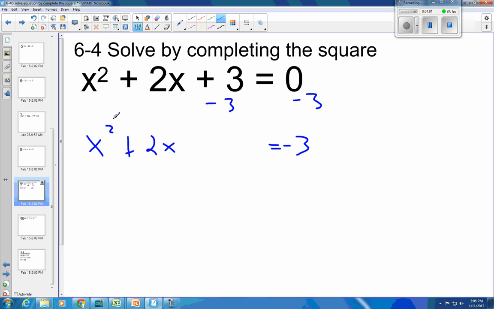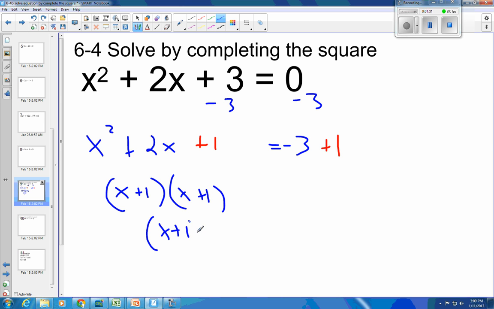Then I go ahead and complete my square. Well, when you divided 2 by 2, you got a 1, and you squared it, you got a 1. So we want this to be a plus 1. If you add 1 to one side, you're going to have to add 1 to the other side. So now this is a perfect square, and I can go ahead and factor it. And it's going to be x plus 1 times x plus 1, or x plus 1 squared. And then the other side is negative 3 plus 1, which is a negative 2.